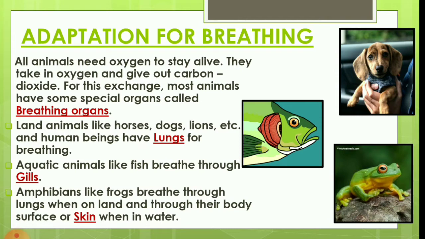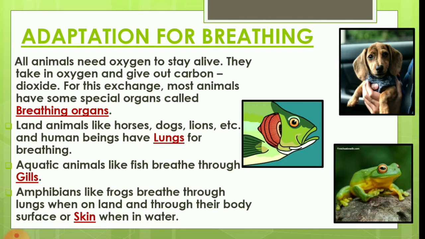So land animals like horses, dogs, lions, etc. and human beings have lungs for breathing. These land animals have lungs for breathing. These lungs help in breathing. They take in oxygen and release carbon dioxide. Aquatic animals like fish breathe through gills.